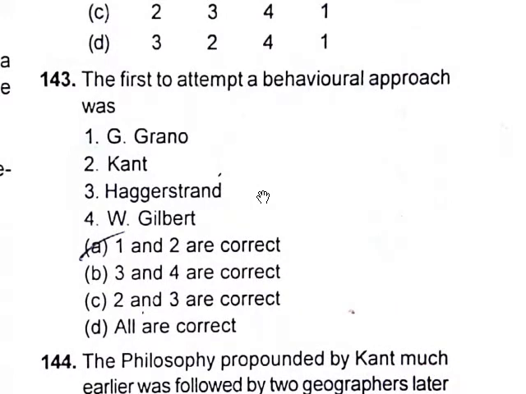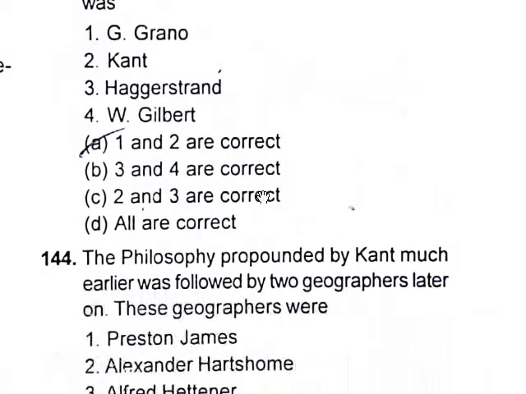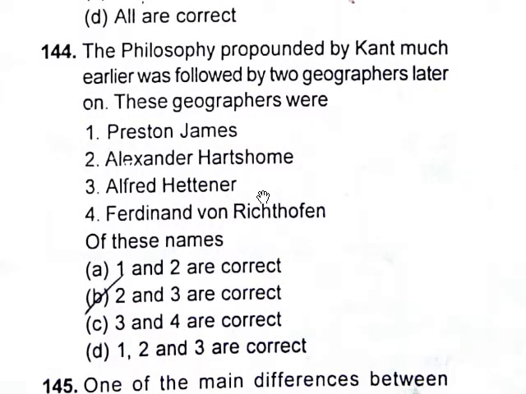Next, the first to attempt a behavioral approach was Kant. The philosophy propounded by Kant much earlier was followed by two geographers later on. These geographers were Alexander Hettner and Alfred Hettner.